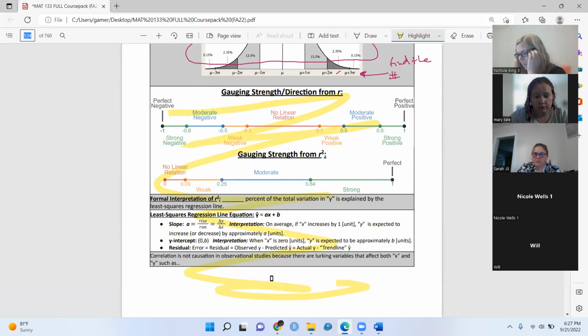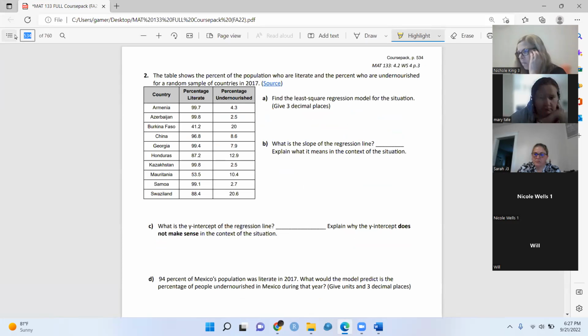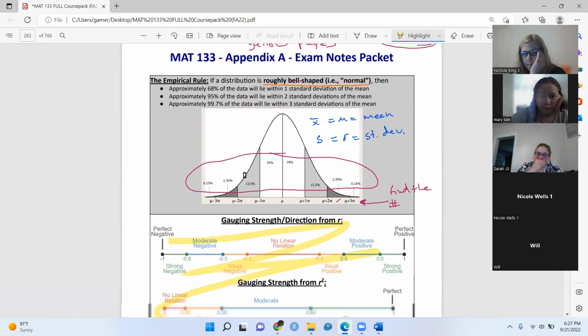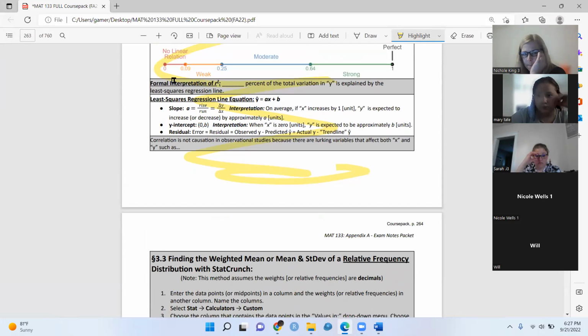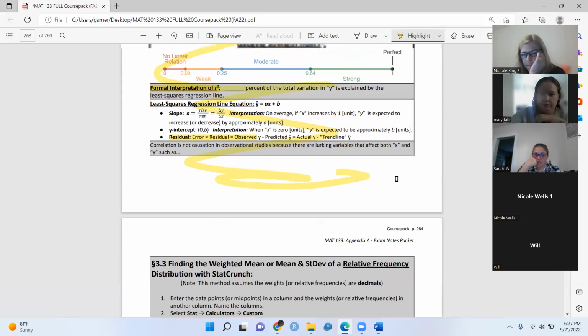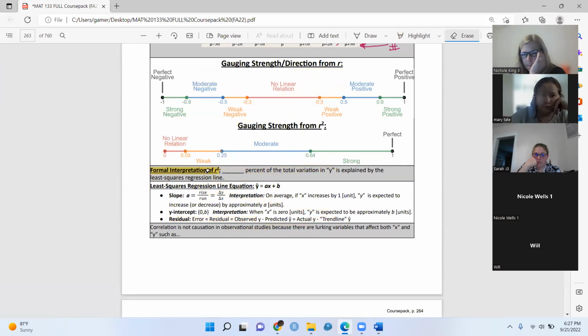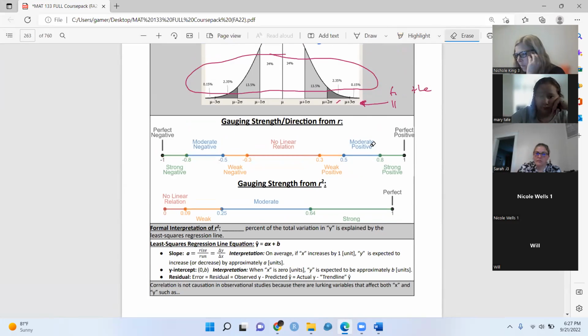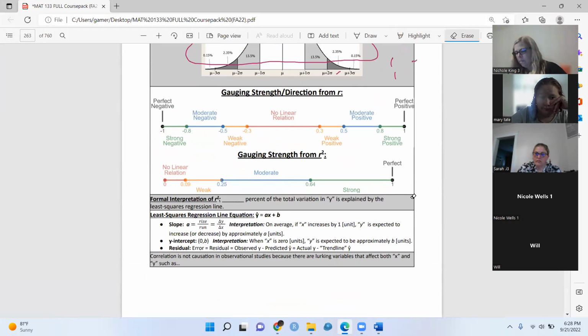Now, some of it you don't know about yet. You don't know about the formal interpretation of R squared, and you don't know about a residual yet. So if you can try those things, but if you don't get that far, don't worry. Does that sound good? Set a timer for 10 minutes.